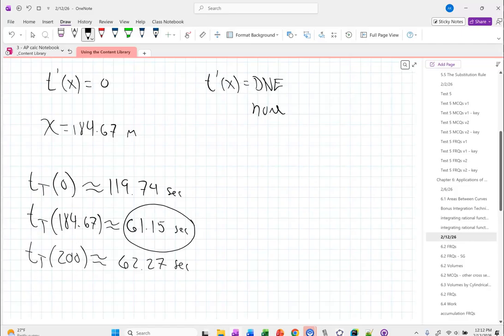So I want to run almost the entire way, almost as far as I can before getting in the water. But the actual optimum, the shortest time, is the time, right? So I'm looking for the 61.15. Oh, I guess the question asks how far, so I want the 184.67. It depends on how they ask, right? What do you guys think?